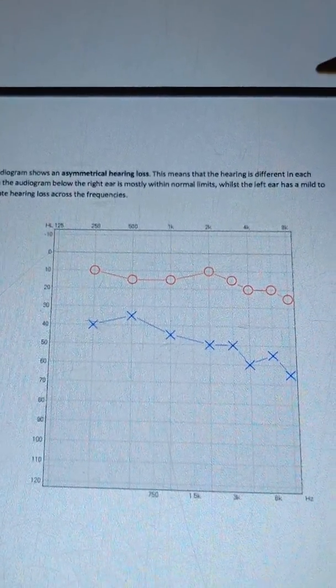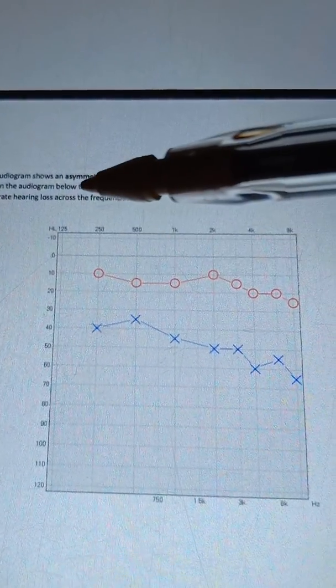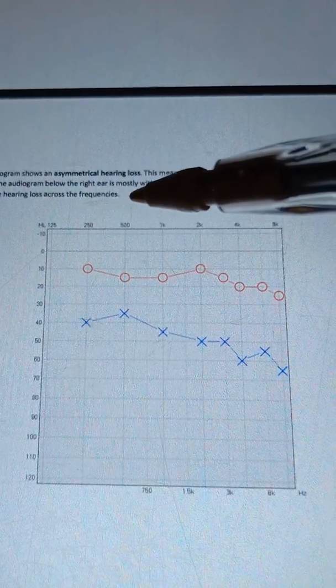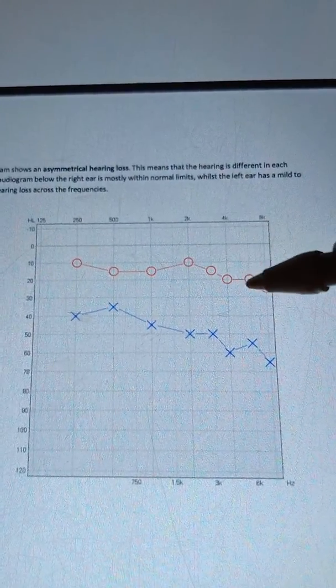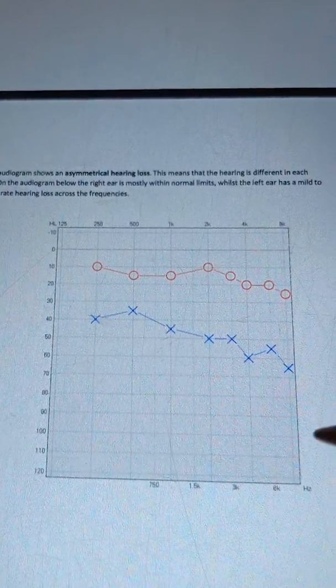Asymmetrical hearing loss. Here, the hearing is different in each ear. On the audiogram below, the right ear is mostly within normal limits, while the left ear has a mild to moderate hearing loss across the frequencies.